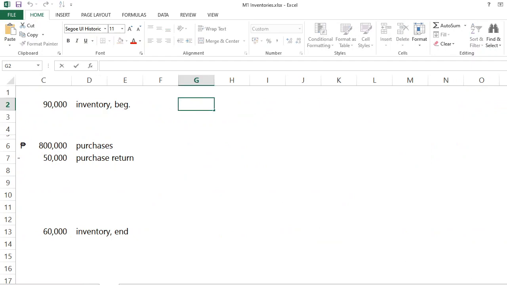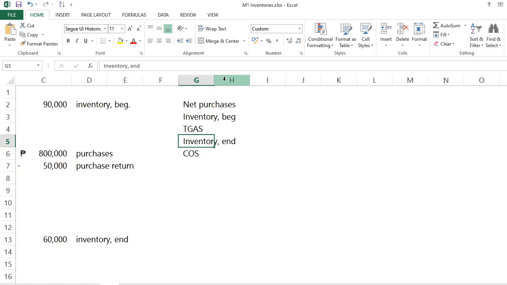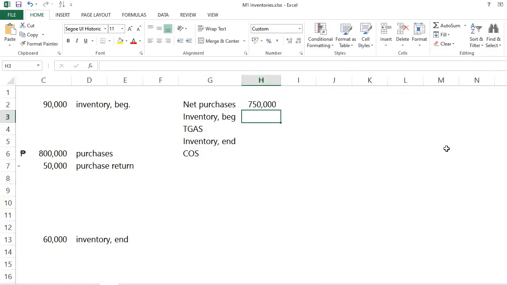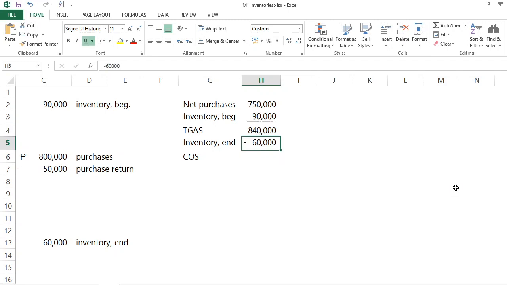So, how do you compute for your cost of sales? So, you have your net purchases, and then you have your inventory beginning, and then we call it your total goods available for sale, right? And then your inventory end, and lastly, your cost of sale. So, you have your net purchases of 750. Your inventory beginning na 90. So, add that together, you will have 840 minus your inventory end. And then, the net would be 780,000 cost of sale under the periodic inventory system.